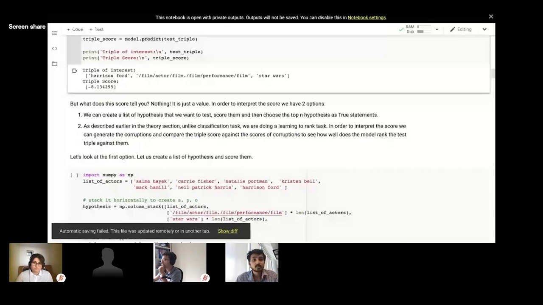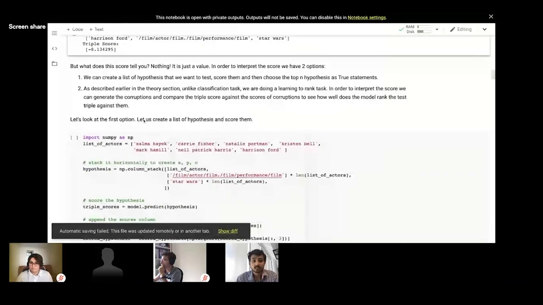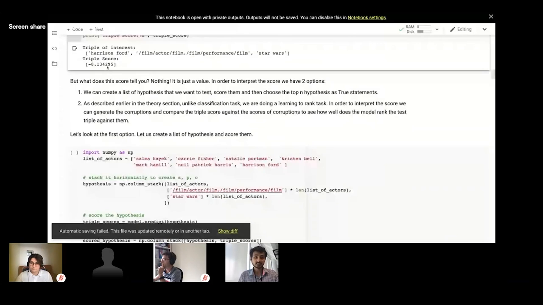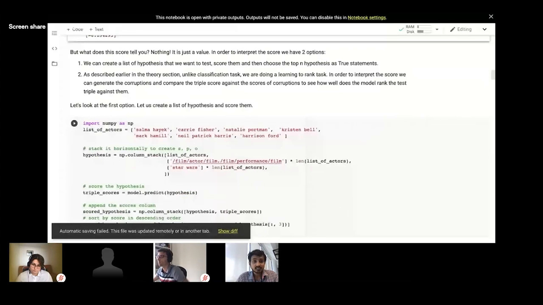Now, what does this score tell me? If I just look at this score, minus 8, it doesn't tell me anything. It's just a score, right? So how can we use this score? This is something we have to see now. There are two ways in which we can use it. One is by creating a list of hypotheses that we want to test. I want to test certain things, and I want to choose from this list the top hypothesis, the one which gets the highest score, as true. So this is what I'd do.